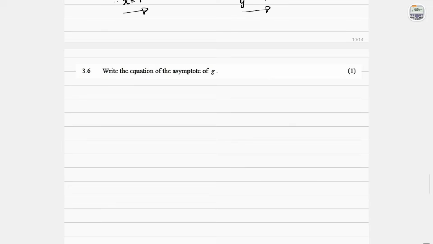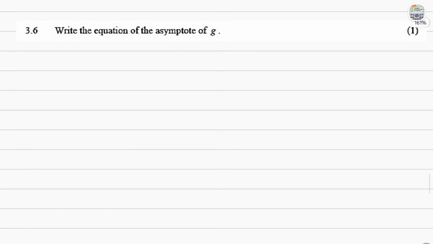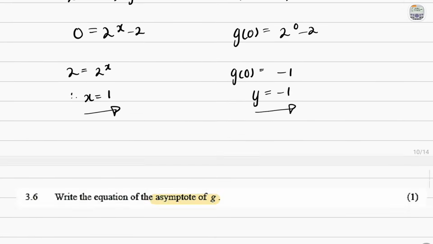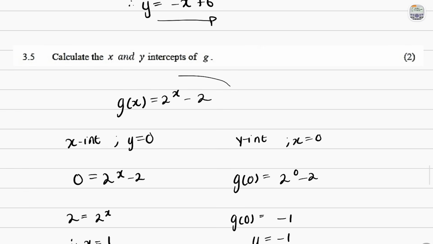Question 3.6 says, write the equation of the asymptote of g. Now you see that g is an exponential function. It's in the form of y equals a times a base raised to the power of x minus p, because sometimes there's a shift, and then plus q. Now this q value, that's what tells us the asymptote.